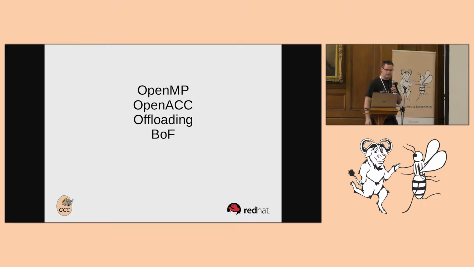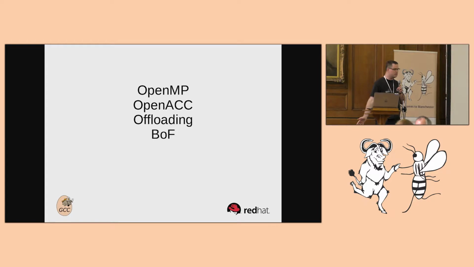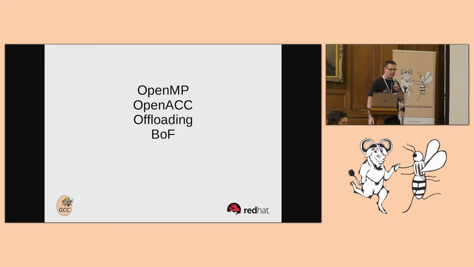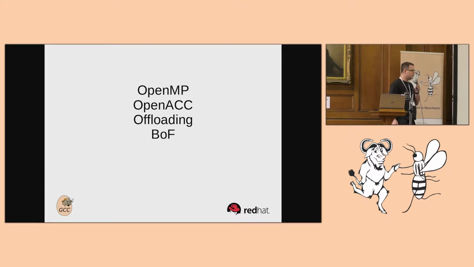So the next topic is the OpenMP, OpenACC offloading BoF. I'd like to start with a short summary of what's changed in the OpenMP area and what I'm working on, and then the rest of the BoF should be discussions on how we can collaborate between OpenMP and OpenACC, from the middle end point of view, and what can we improve together, so that we are not working separately on OpenMP and OpenACC and not sharing anything, because that's wasted work.